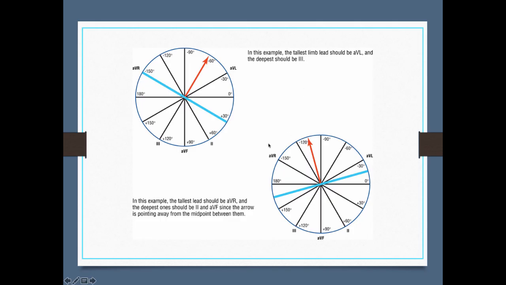AVR should be the tallest. And that would make sense. If my electricity is going this way into the extreme right axis quadrant, AVR is going to pick that up as a positive complex. So AVR would be the tallest, and AVF and lead 2 would be the most negative.